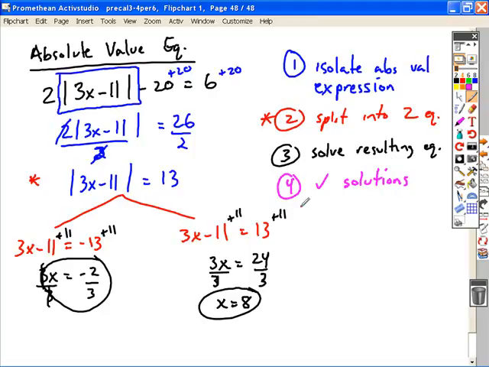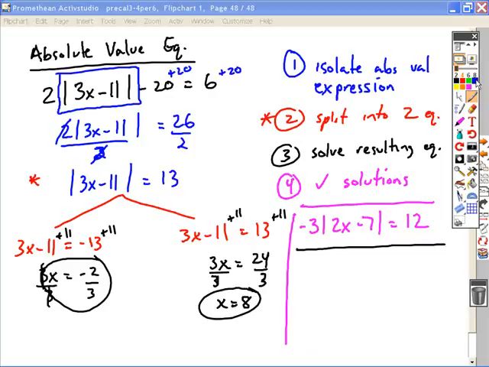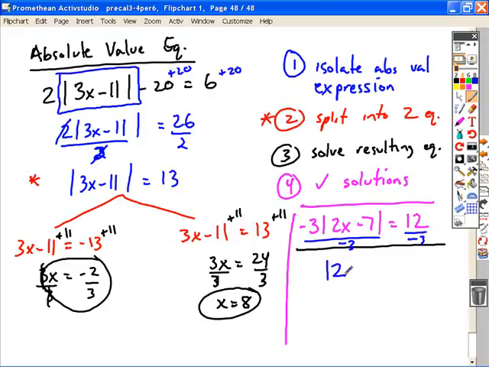All right, I want you to try this one just really quickly. All right, if you look to isolate this absolute value expression, only thing you need to do is divide by -3, giving you 2x minus 7 is equal to -4. Well, what do you know right here? Okay, absolute value cannot equal a negative number. So right now you know this is going to be a no solution.